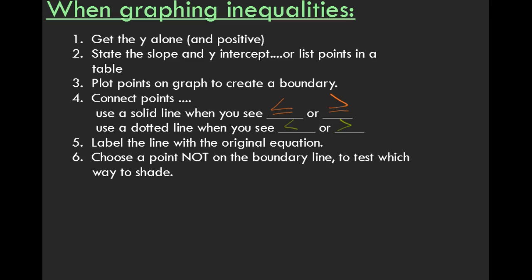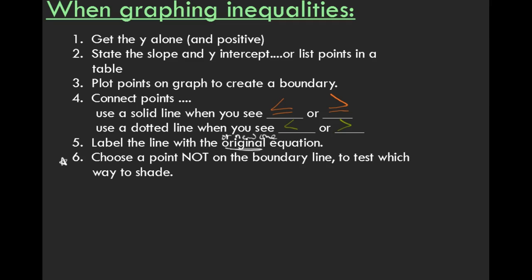It actually doesn't have to be original. When you label, it doesn't have to be an original or new one, because you're just labeling. And then 6, choose a point not on the boundary line. So in other words, don't pick one right on the line because that gets confusing. Pick something that's clearly on one side of the line or the other and test which way to shade. So like we said, we kind of shaded first using that really quick trick, but then we made sure that we checked that we shaded the correct side. So we did it a little different than step 6. I like my way a little bit better, the way I was doing it.